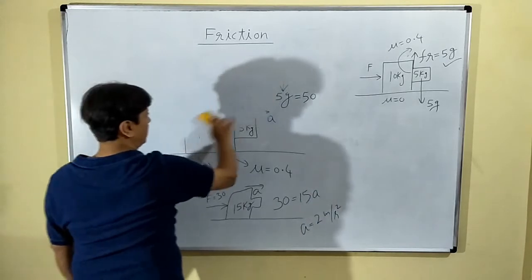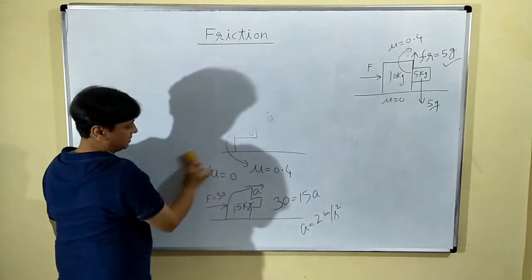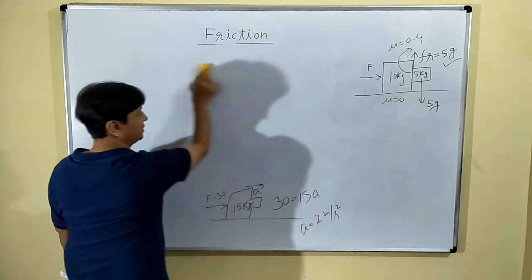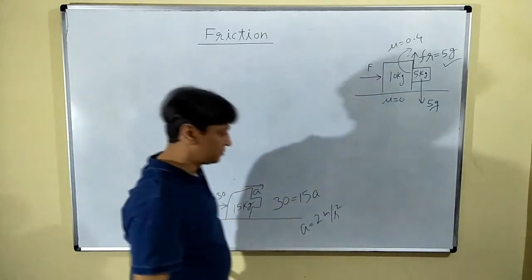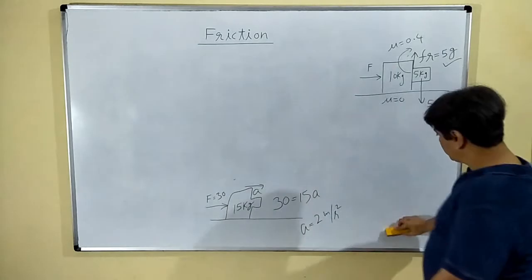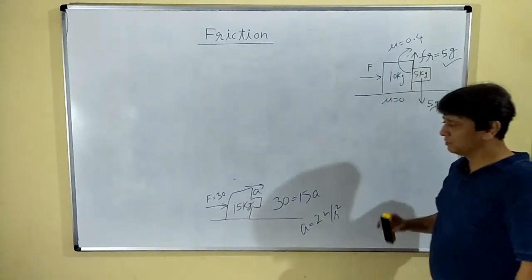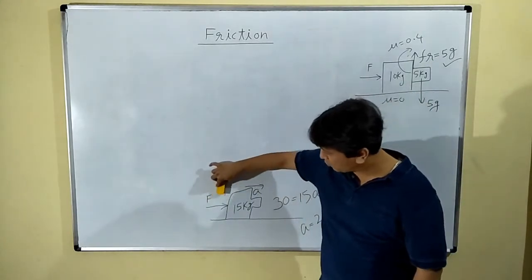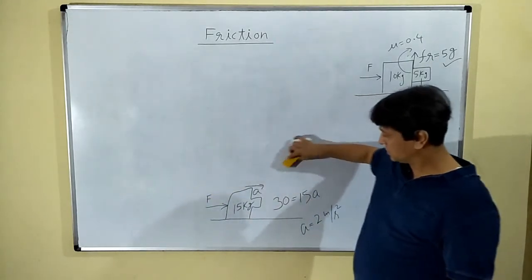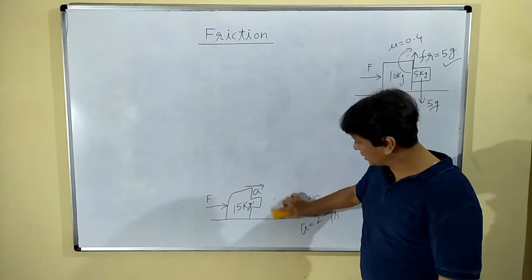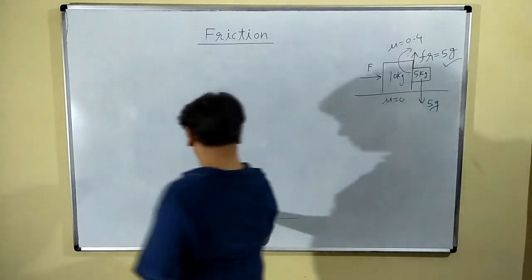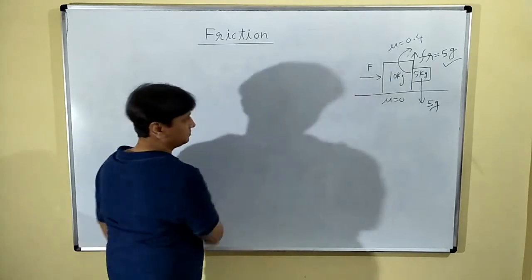Now, question says that 5 kg is not coming down. If 5 kg is not coming down, then the situation is like this. We have no idea of this force. We are saying that this force is what? Is the minimum force. Let's also erase this. Let's redraw the whole thing.